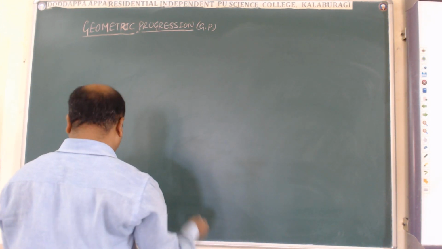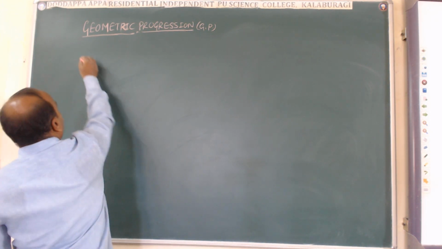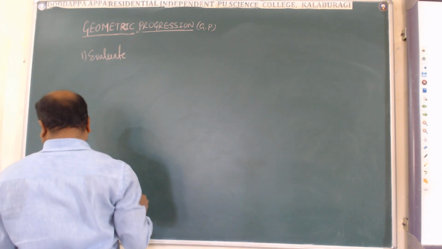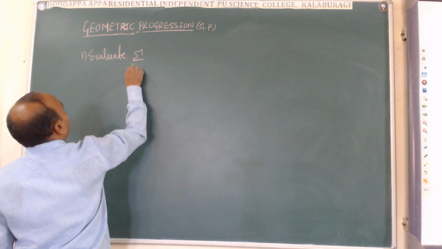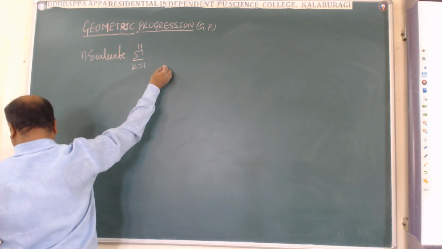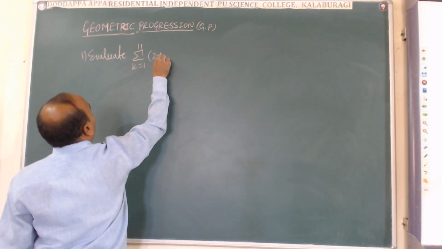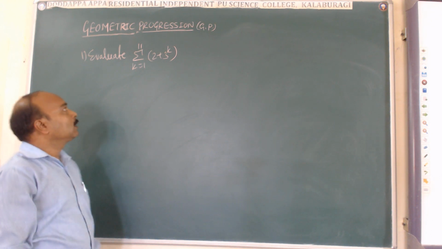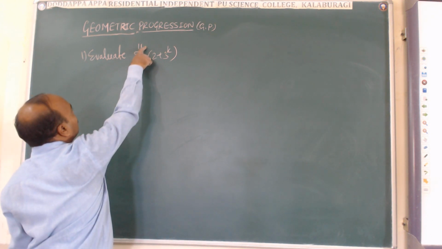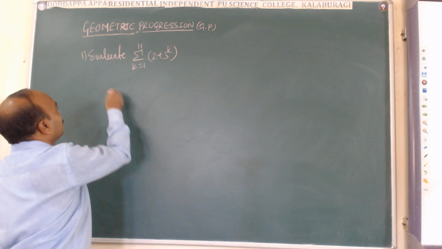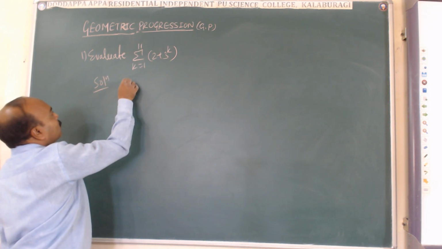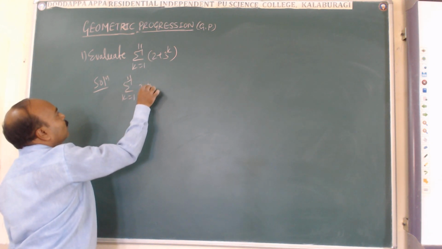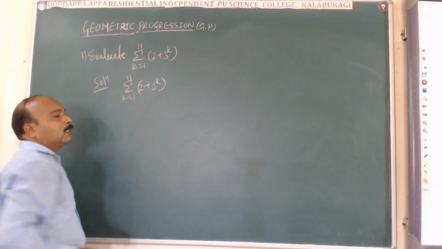First one, evaluate sigma k equal to 1 to 11, 2 plus 3 raised to k. This is the question. So it is the summation of k equal to 1 to 11 of 2 plus 3 power k. This value we have to calculate. So the given notation is k equal to 1 to 11, 2 plus 3 raised to k. This is the given condition.